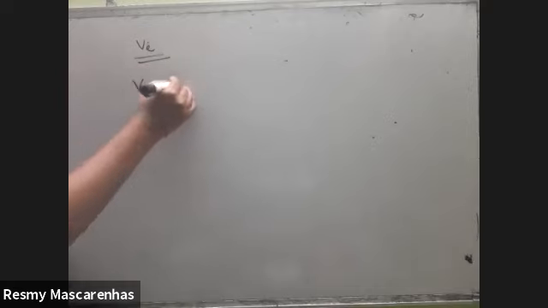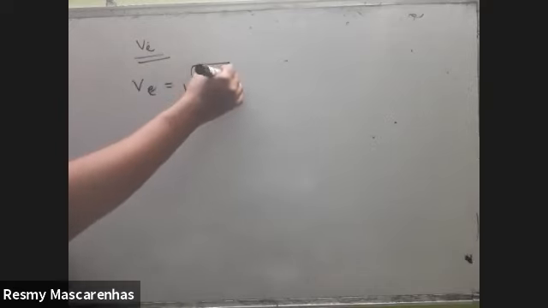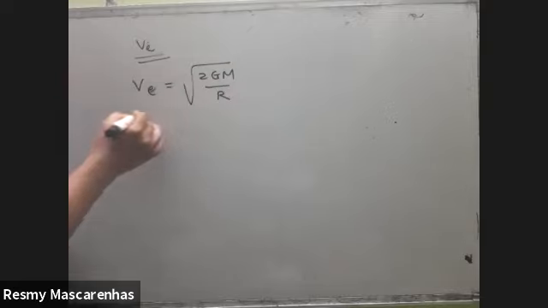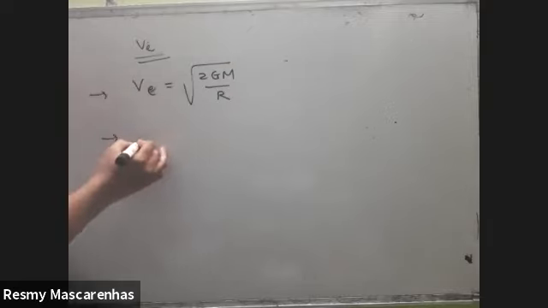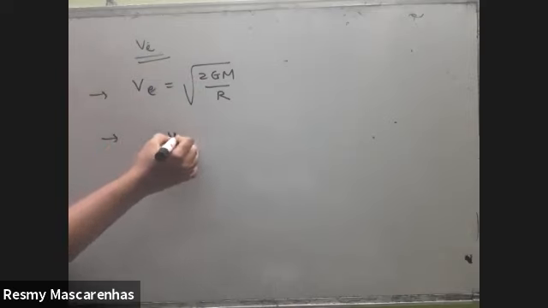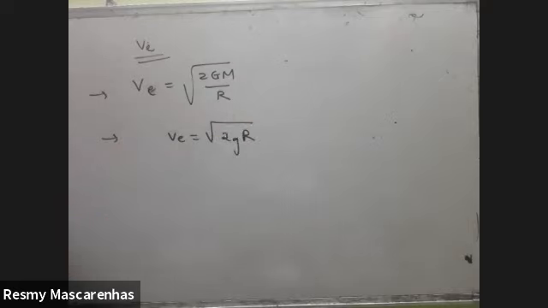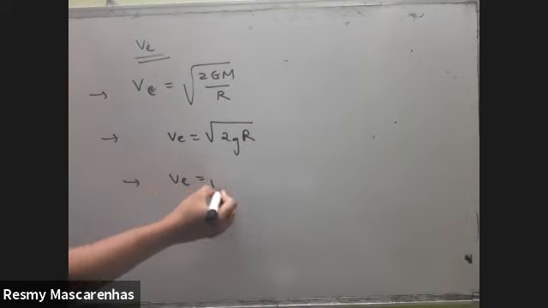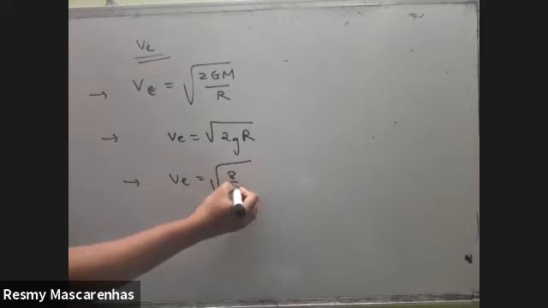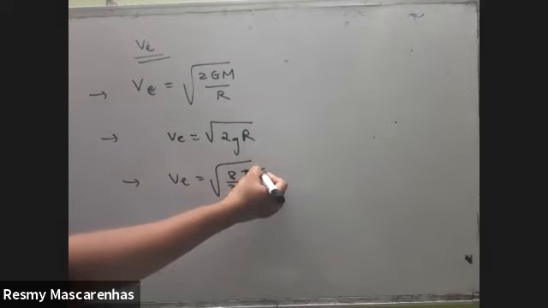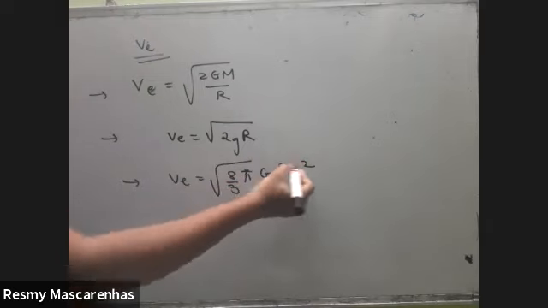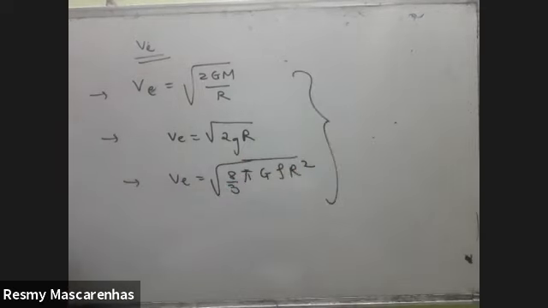V was this. This was one option. Then we saw in terms of g. Suppose we want it in terms of g, then V was √(2gR). In terms of density, if we wanted to know, then it was √(8/3 πGρ) R. So these were the three ways we can express escape velocity.